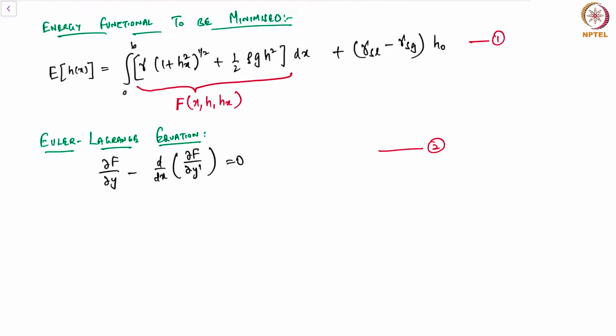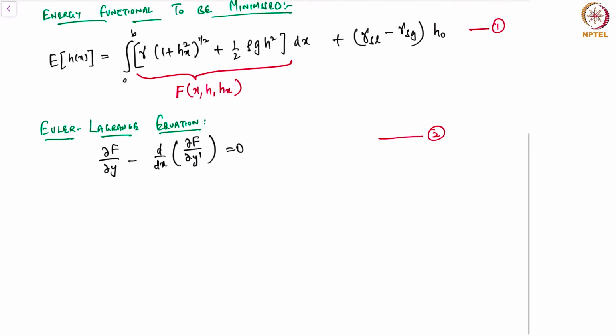F is written in terms of h and hx. Now since we have F as a function of h and hx, we will modify the Euler-Lagrange equation. Instead of writing in terms of y, we will write it in terms of h, and in this case we'll write it in terms of h prime, where h prime is nothing but hx, that is dh by dx. Now let us write the functional again, not in terms of hx but h prime, just for the sake of it.